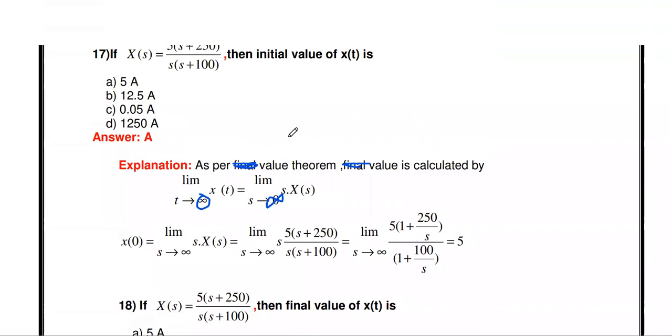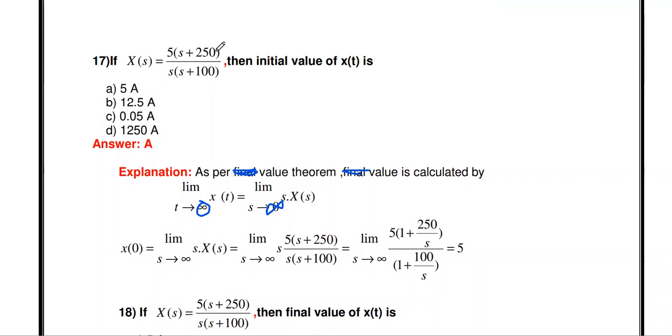So s into what is the given X of s? 5 by s plus 250, s plus 100. Here this s cancels. If we put s tends to infinity in both numerator and denominator, the answer is infinity divided by infinity. So from the numerator you take s common, and from the denominator you take s common. Then you substitute s equal to infinity. Now 250 divided by infinity is 0, so 0 plus 1 is 1. Similarly, 100 by infinity is 0, 0 plus 1 is 1. So 5 into 1, the answer is 5. This is the initial value. So 5 amps is the initial value.